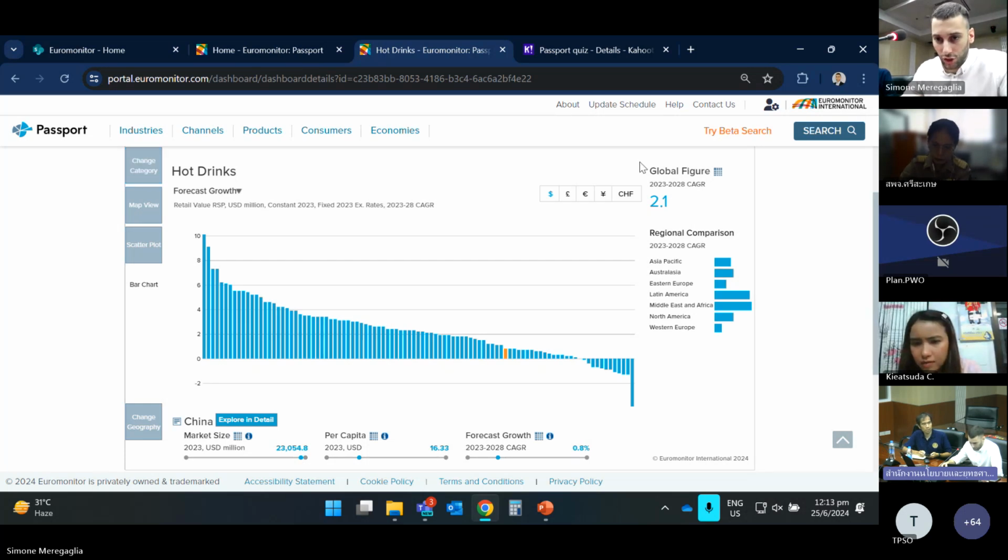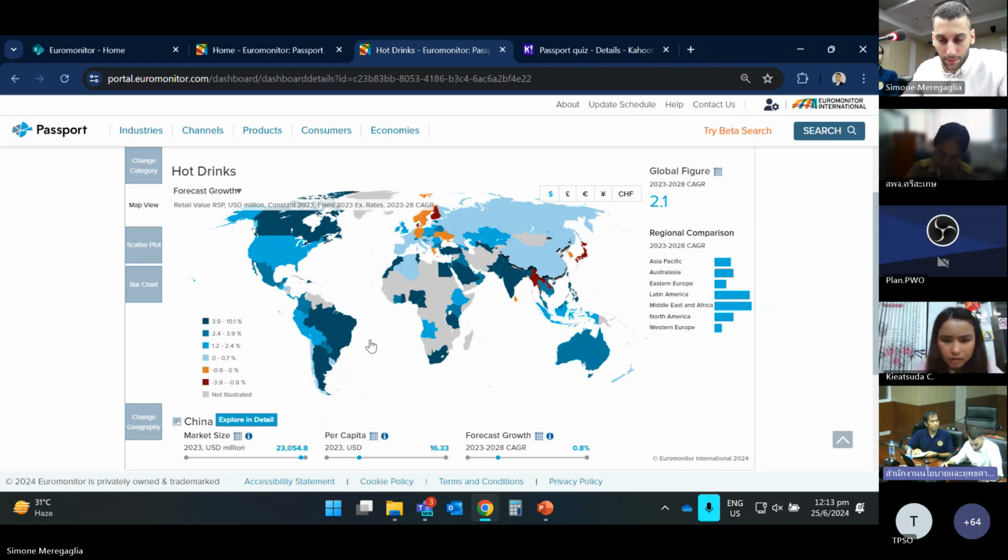By the way, you can also change the currency. If you don't want USD, you want pounds or euro, you can just click on it. Yes, so I go back to my map view. And one more thing I want to show you is, for example, Brazil is forecasted to grow a lot. I click on it, and then I can explore in detail.